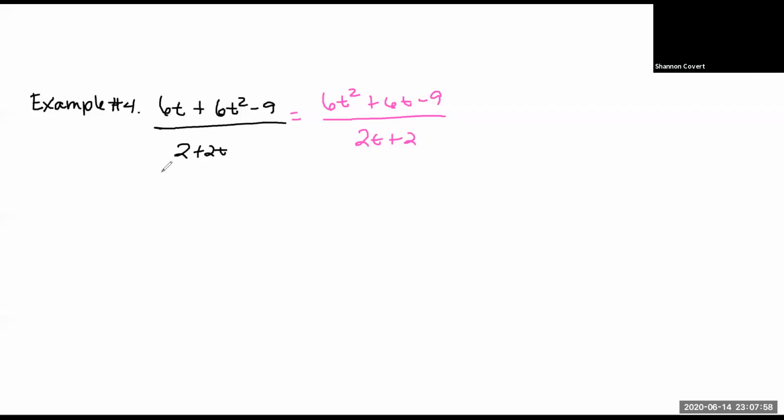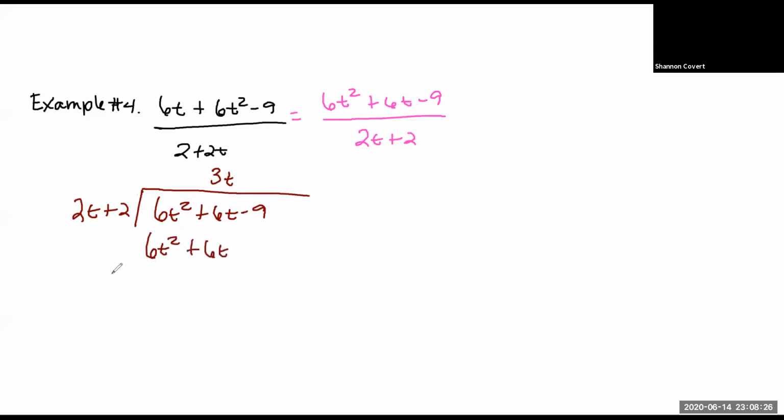I have all the terms I need for this one. I don't need to add any placeholders. 6t squared plus 6t minus 9 goes inside, divided by 2t plus 2. I take 2t times what to get me 6t squared? The answer to that is 3t. 2t times 3t is 6t squared. 3t times 2 is 6t.